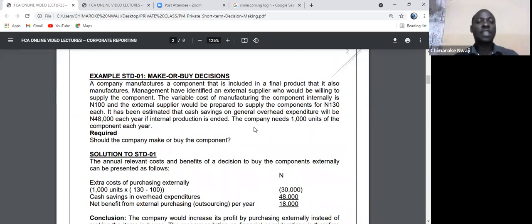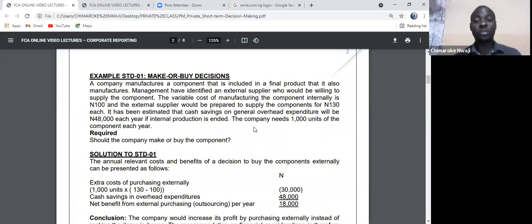STD means short-term decision and not the STD you may be thinking. So STD 0.01, make or buy decisions. Question: a company manufactures a component that is included in a final product.